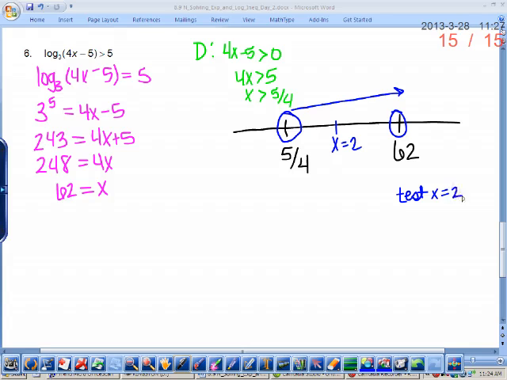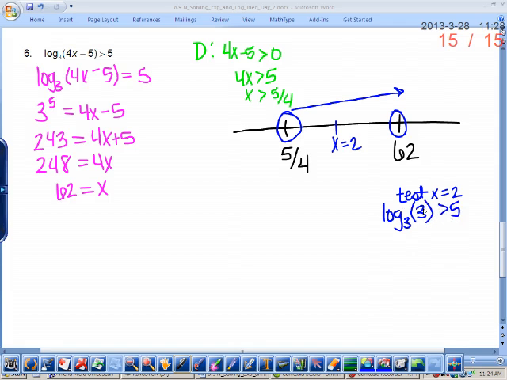So let's see why we could have come up with x equals 2. Remember that your goal is to get a power of your base in your argument. So if you plug in 2, notice that you're going to have 4 times 2 is 8 minus 5, 3. You have log base 3 of 3. So it's strategically picked to make your argument something you could work well with. So you have to be strategic about the numbers you pick.